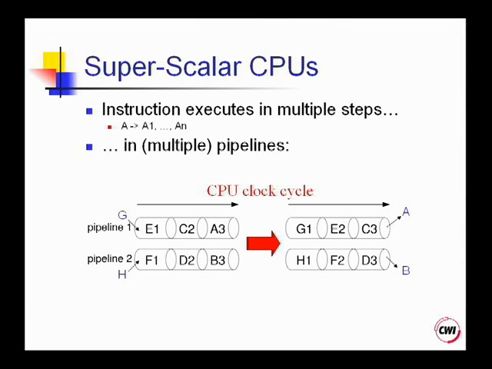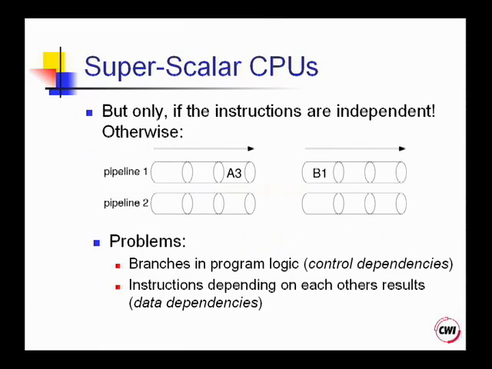All the stages need to execute an instruction, and all the pipelines in parallel as well. But there are some dangers to this, and these are branches in program logic and dependencies between data items, so values that still need to be computed to be able to execute the next instruction. This can limit the throughput in your CPU. So we avoid branches and data dependencies.